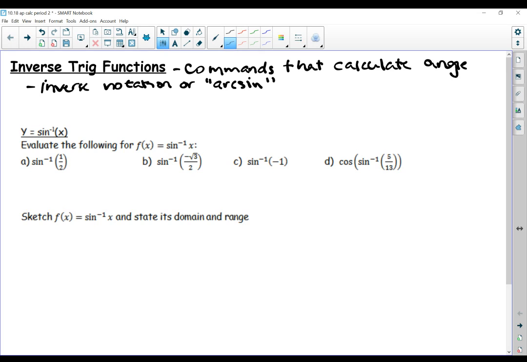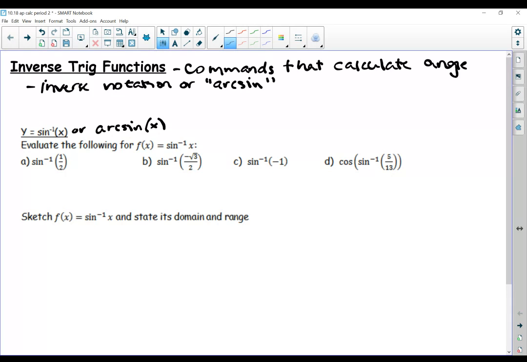Let's see how much you remember. Take a second, pause me, and evaluate the following for the inverse function f of x equals inverse sine x. Or you'll also see that written as arc sine of x in those textbooks that don't like using the little -1, just because we tend to think -1 is an exponent as opposed to a notation. See what you can remember from these. Pause me and unpause me.